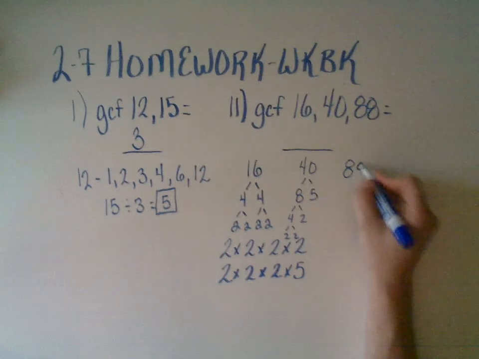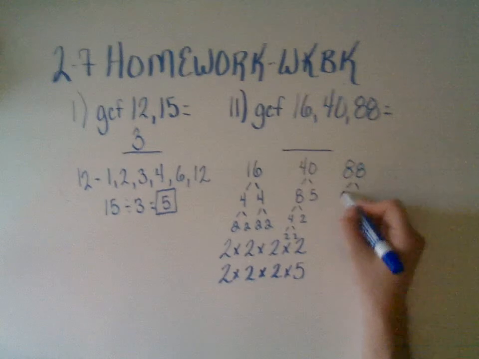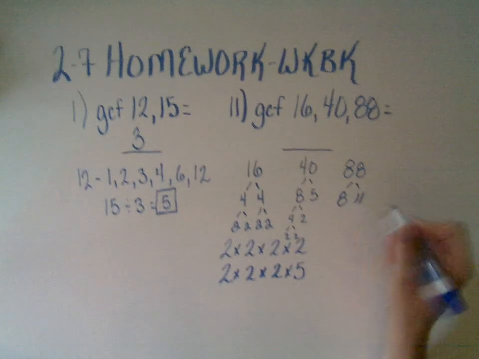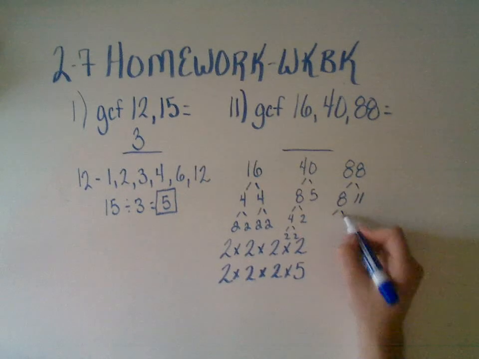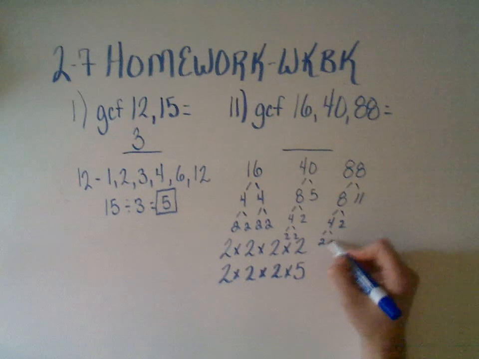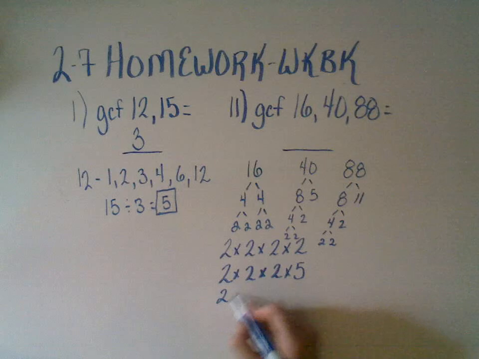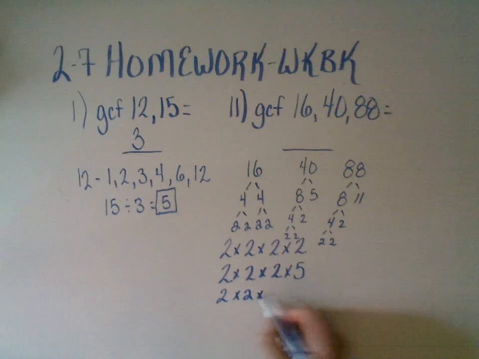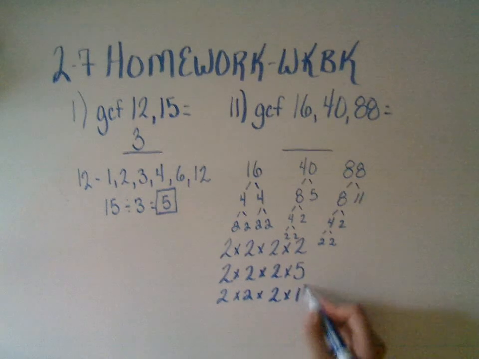And then you've got 88, which is 8 and 11. And 8 is going to break down again as 4 and 2, just as it did here. And 4 is going to break down as 2 and 2. So you've got 2 times 2 times 2 times 11.